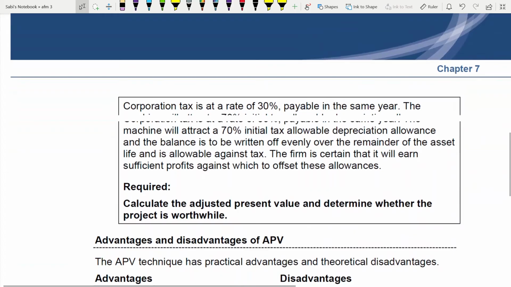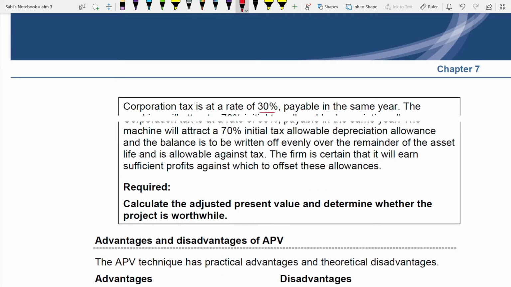Tax. Corporation tax is 30%. Okay, and it will be payable in the same year, thank God. Machine will attract 70% tax allowable depreciation. Balance to be written off evenly over the remainder of the asset life, and allowable against tax. Okay, we know that.